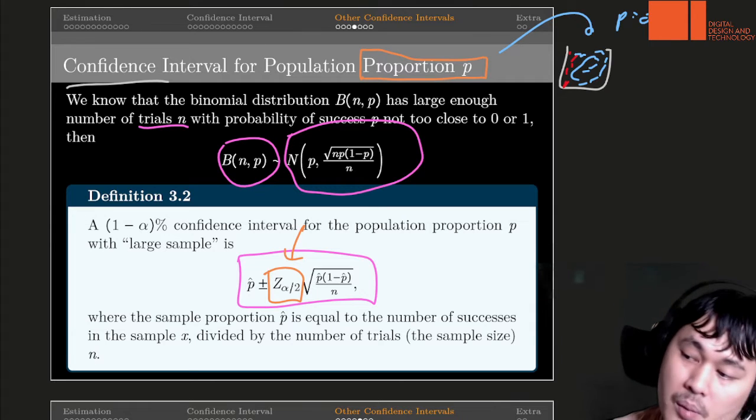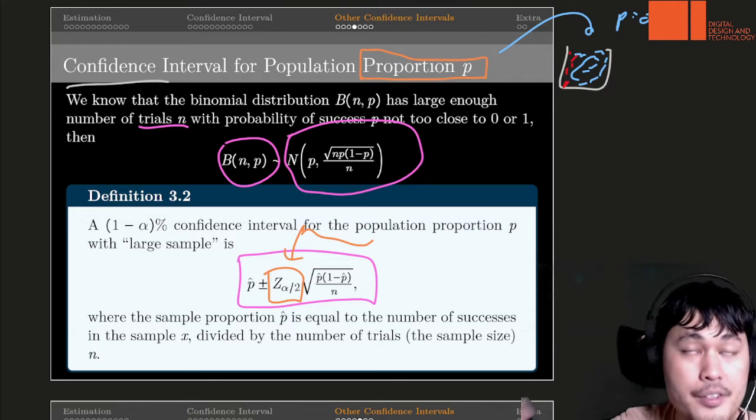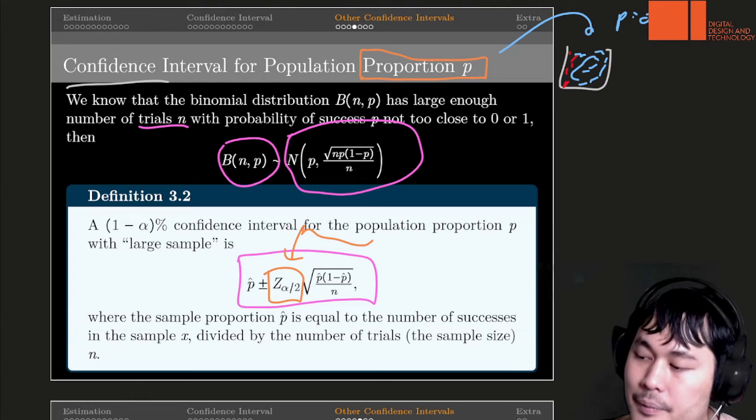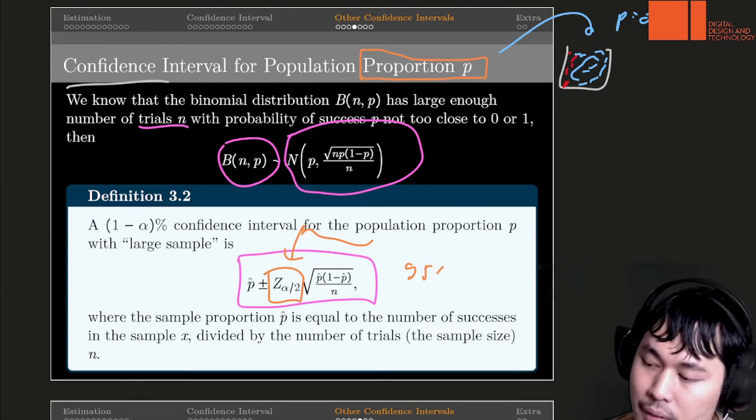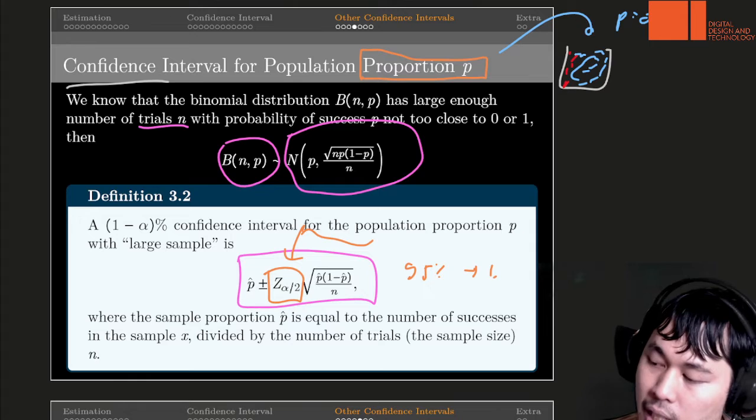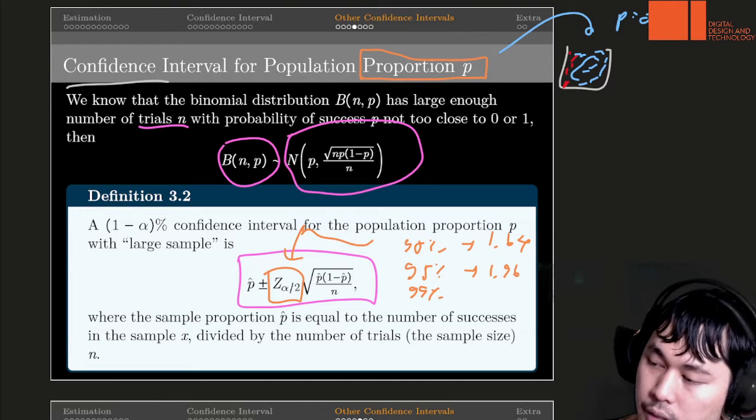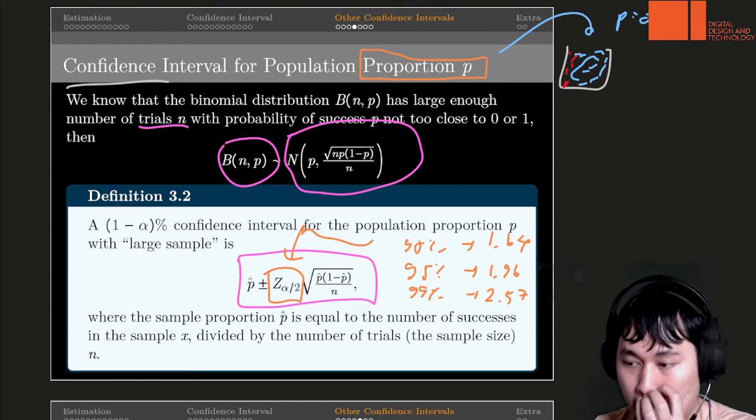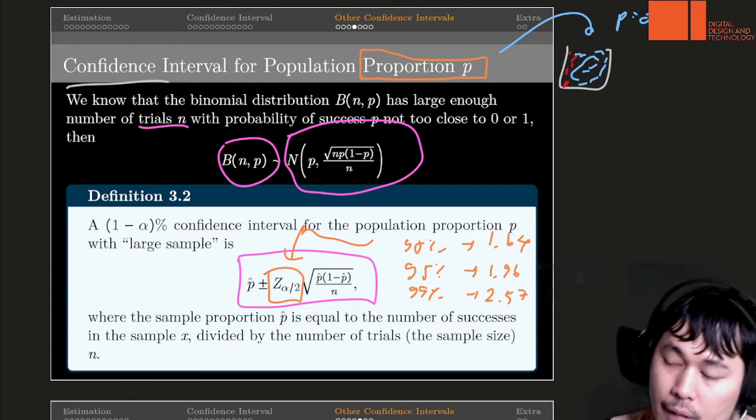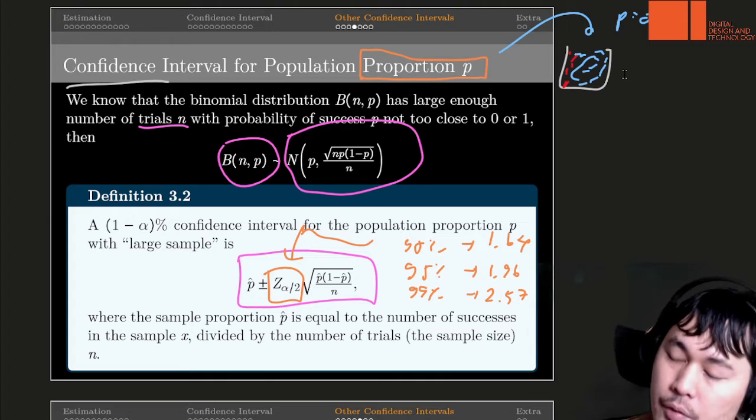And this means for the proportion, we can use the same C value as we did before, which is for a 95% confidence interval, you use 1.96. For a 90% confidence interval, you use 1.64. For a 99% confidence interval, you use 2.557. Because we have the same confidence, or we have the same distribution.